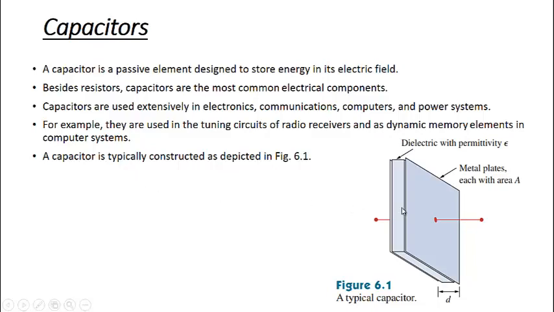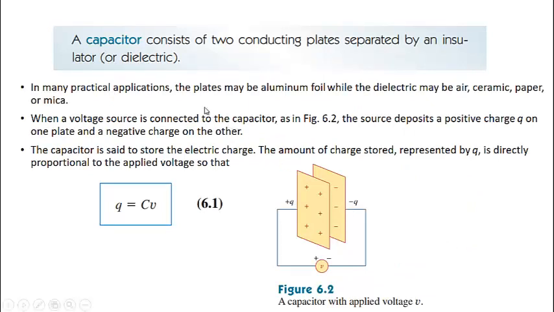A capacitor is typically constructed as shown here. You can see it over here. We have two plates separated by a distance d. The plates have an area A, and the separation is filled with a dielectric with a permittivity epsilon. This is the typical layout of a capacitor. So the capacitor consists of two conducting plates separated by an insulator, or a dielectric. Usually these two plates may be made of aluminum foil, and the dielectric may be air, ceramic, paper or mica.